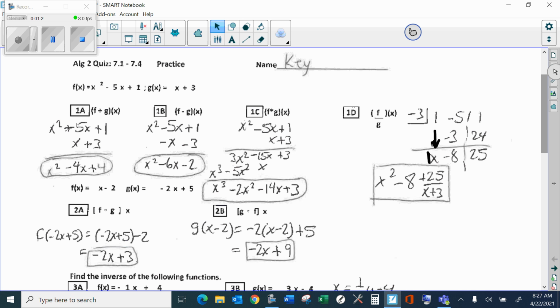Okay, should have been a 1 there. And then negative 3 times 1 is negative 3. Add them. It's negative 8. Negative 8 times negative 3 is positive 24. 1 plus 24 is 25. This last one is your remainder. Okay, so that is 1x minus 8.